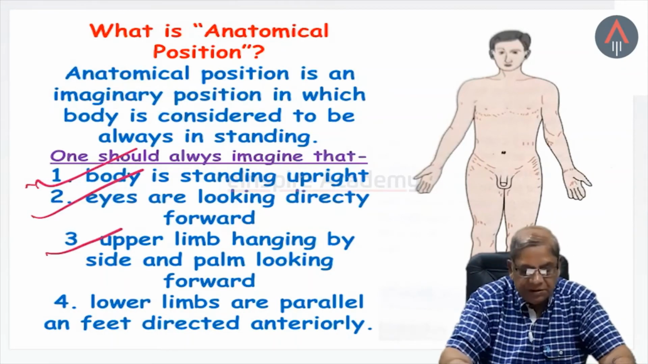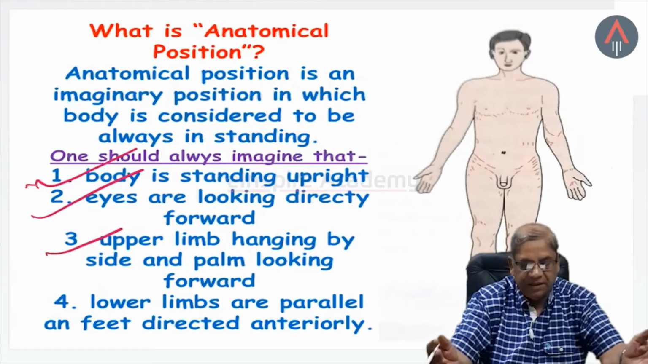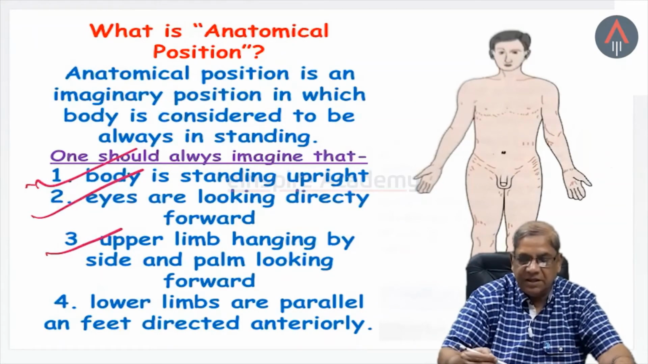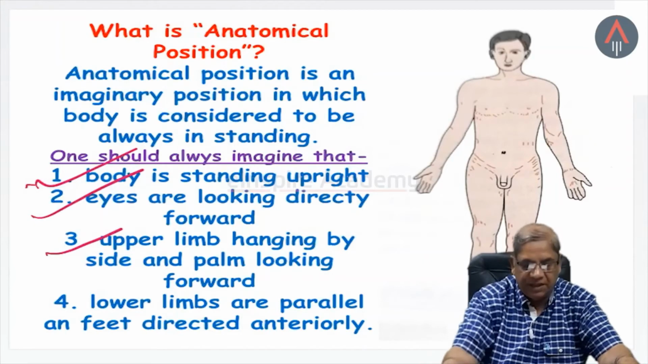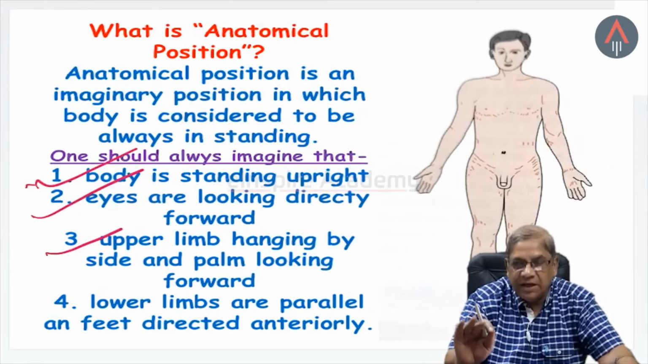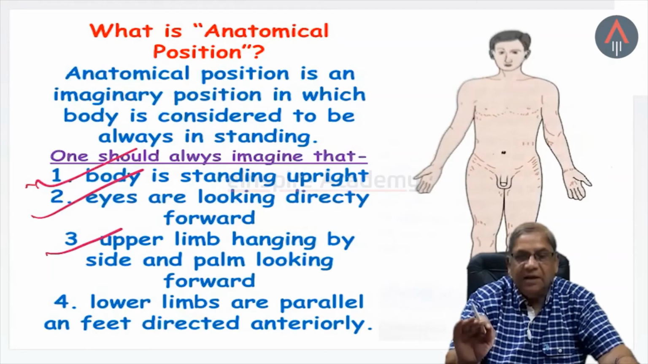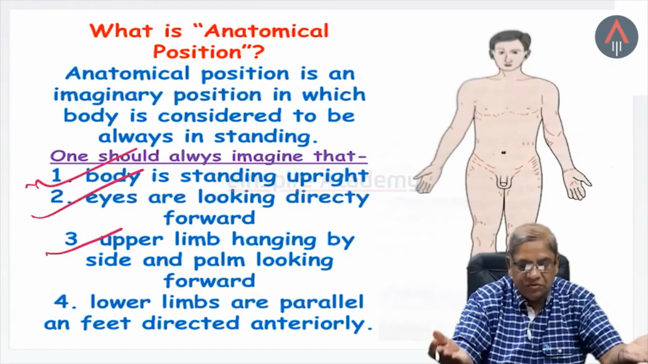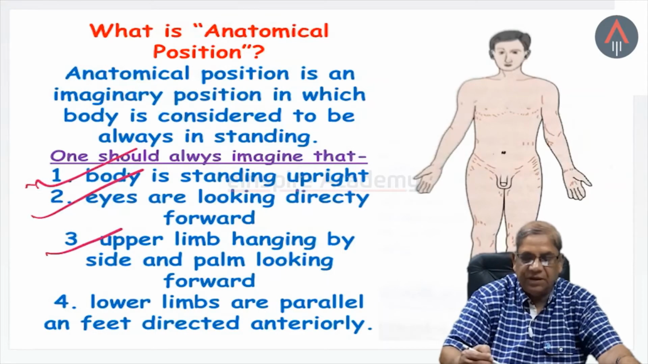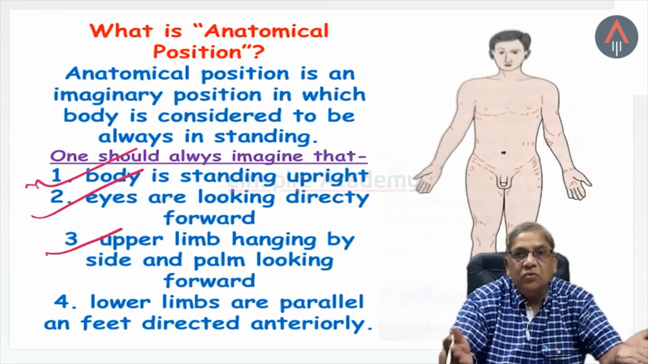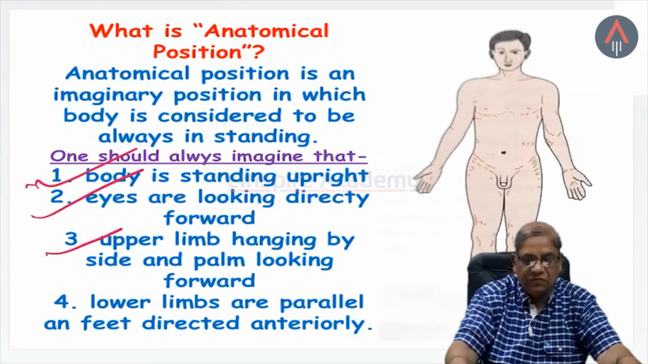Then the third condition is that the upper limbs should be hanging by the side. See in this diagram, both of his upper limbs are hanging by the side comfortably, but they should hang in such a way that the palm looks forward. We have already learned that this surface of the hand is called the palmar surface or palm. They should look forward, in front.